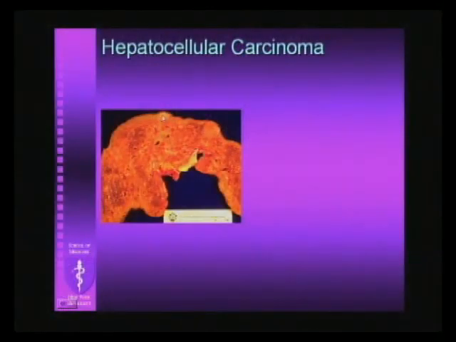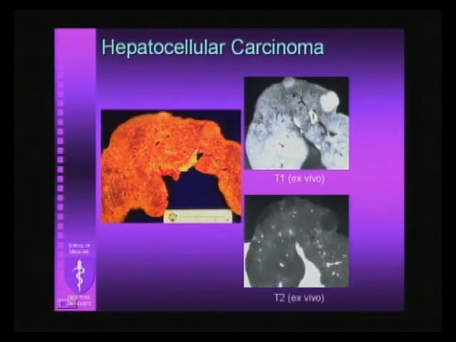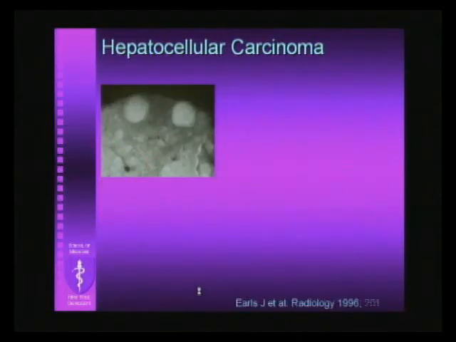And let me just show you a couple of the images from his paper. So here's a whole liver explant slice. Here are a couple of tumors in the cirrhotic liver. On the ex vivo T1 weighted acquisition, these are bright on T1, dark on T2. We wouldn't typically think of these as hepatomas, but both of these are path-proven hepatomas.